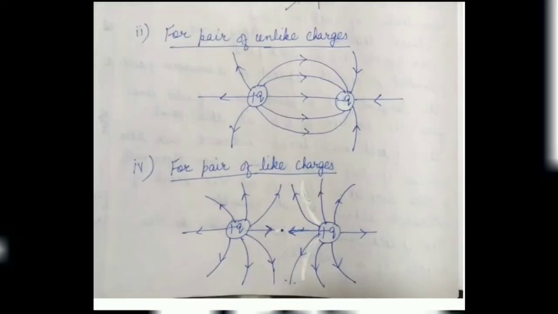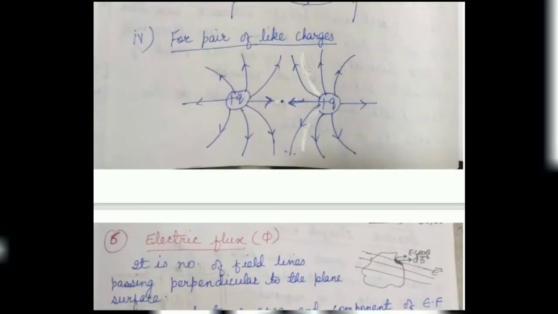For a pair of unlike charges, suppose one is positive and one is negative, the field lines are like this one, from positive to negative. For a pair of two like charges, the field lines are like this one.